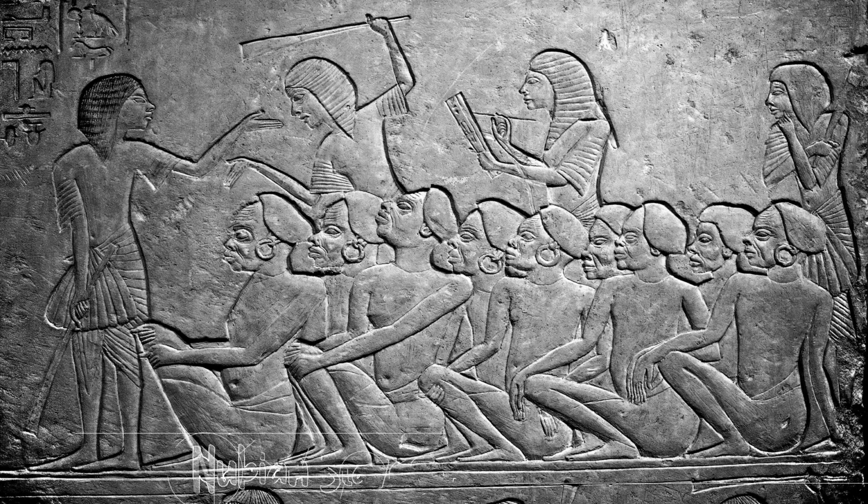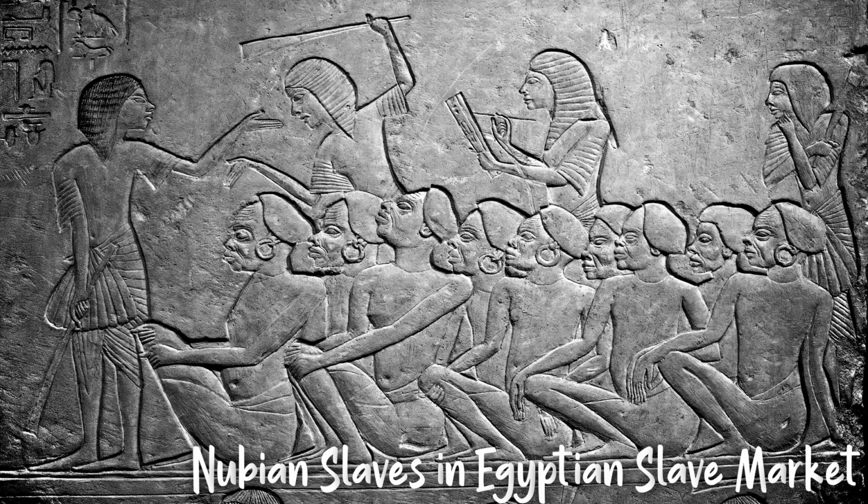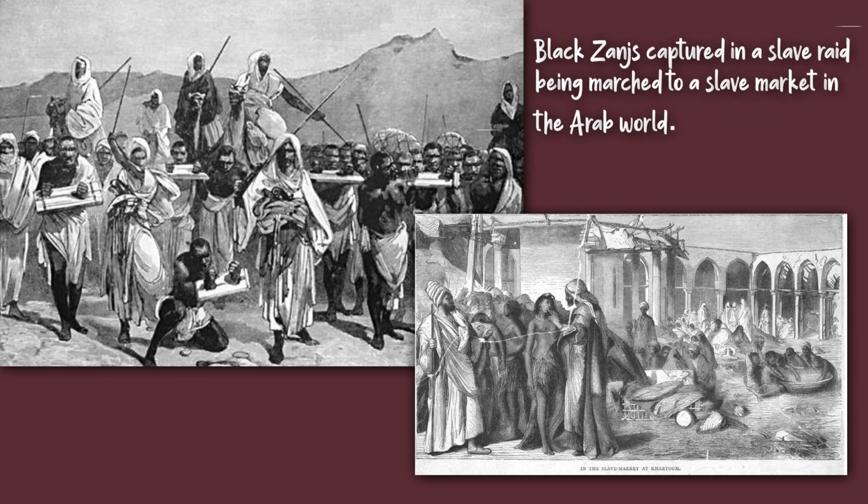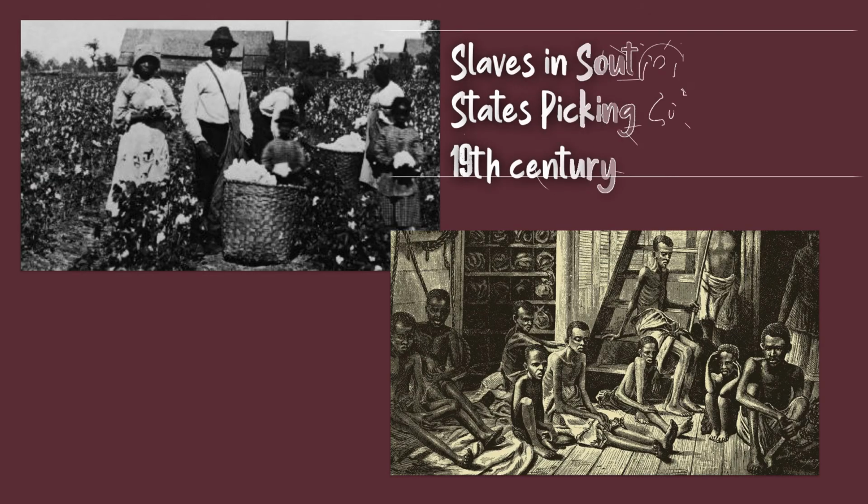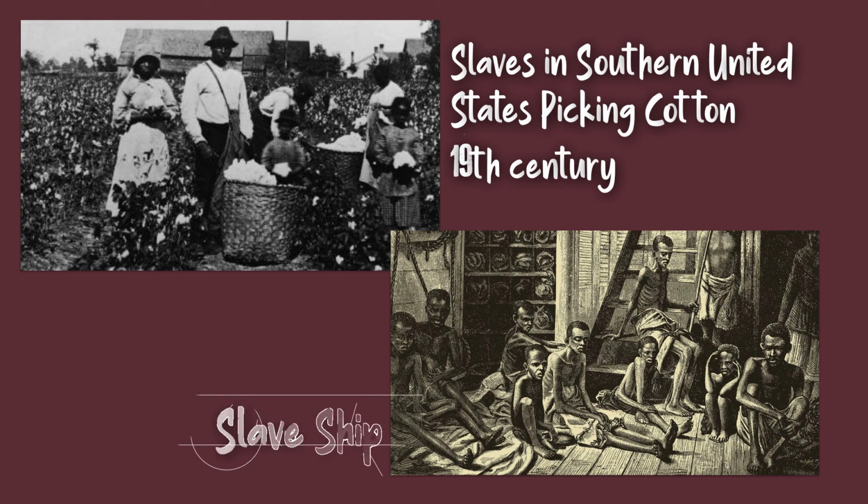Here's a few pictures. These are Nubian slaves waiting to be sold at a slave market in ancient Egypt. Here's another picture of black Zanj captured in a slave trade being marched to a slave market in the Arabian world. This is a slave market in Khartoum in the Sudan in 1876. And then, of course, here's a picture of slaves in the southern United States who were forced to pick cotton in the 19th century. And here's a picture of the horrible conditions of a transatlantic slave ship, as these individuals are unfortunately brought to the United States.